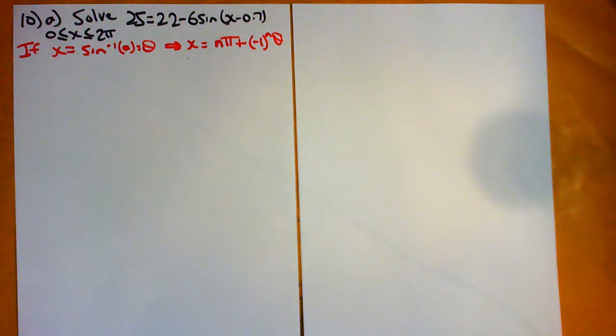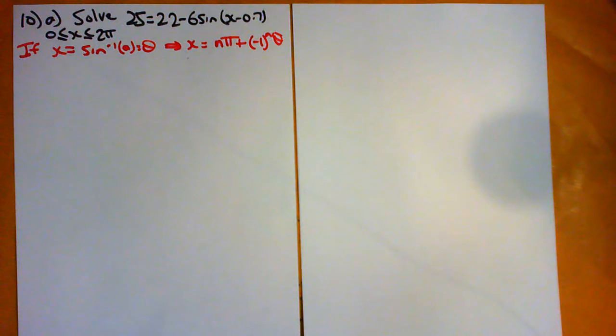Hello viewers, tutorial 13 question 10, and we have a couple of trig equations to solve. Firstly we have a sine equation, and there's something in red from the formula sheet that might help us. So we need to solve 25 equals 22 minus 6 times the sine of x minus 0.7.